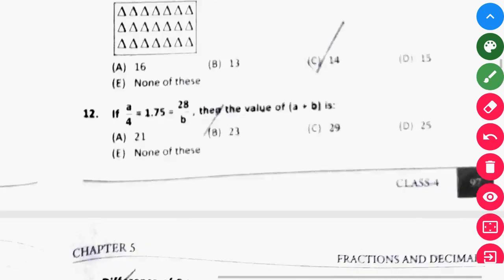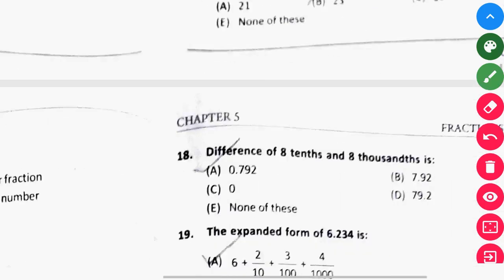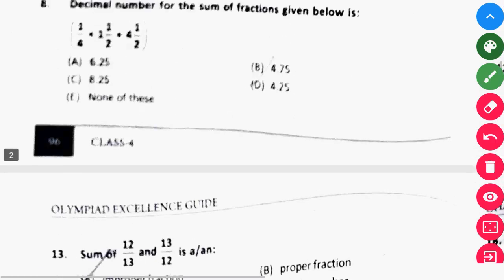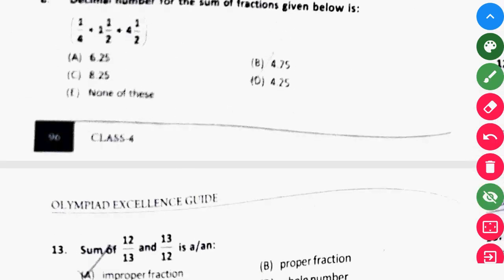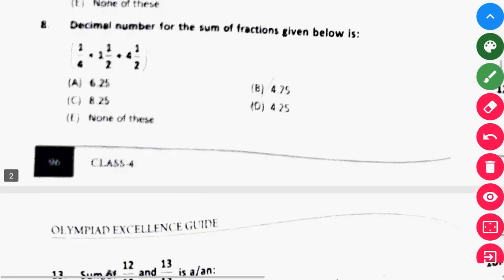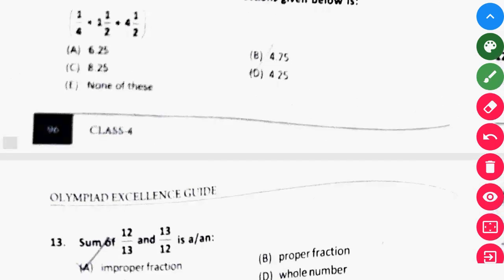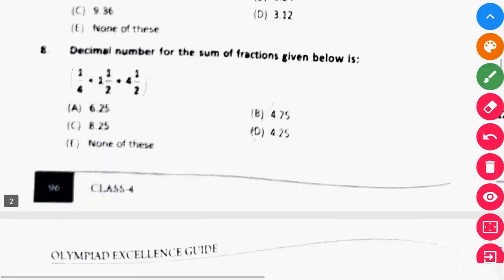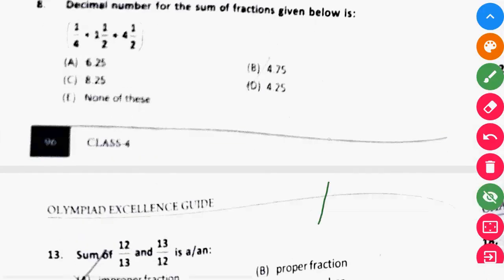Okay, so this remaining example is for your homework. Now the sum of these two fractions can be an improper fraction, proper fraction, whole number or unit fraction. So the two fractions given to us are 12 upon 13 and 13 upon 12.